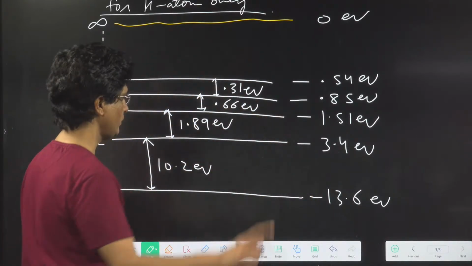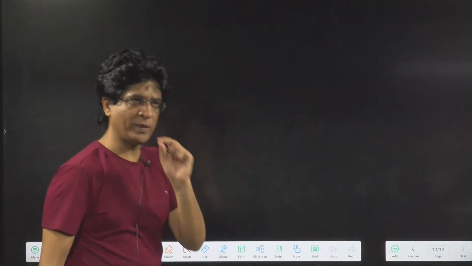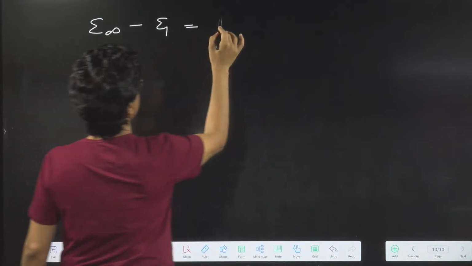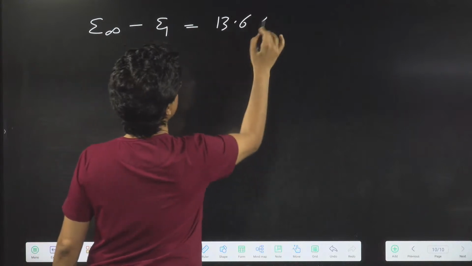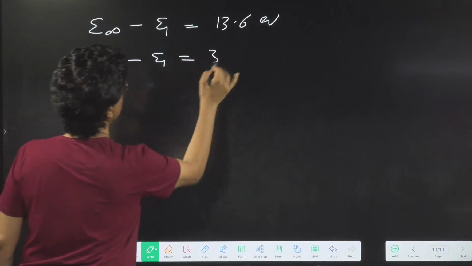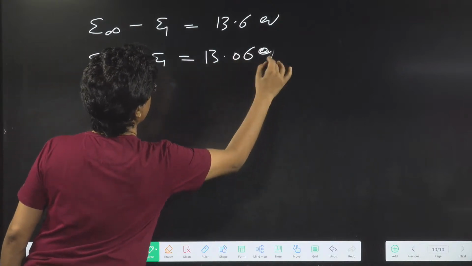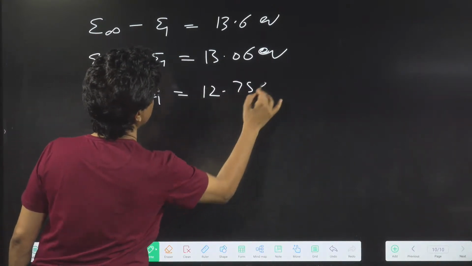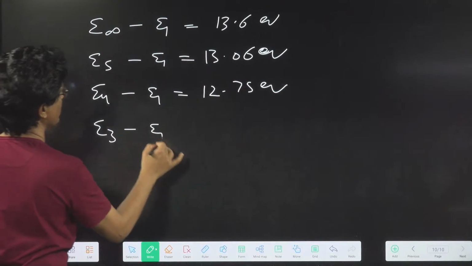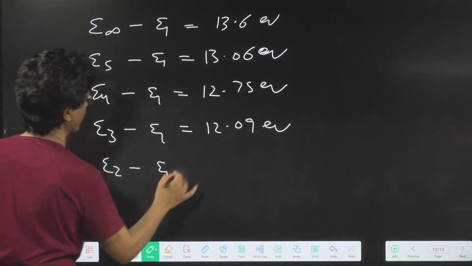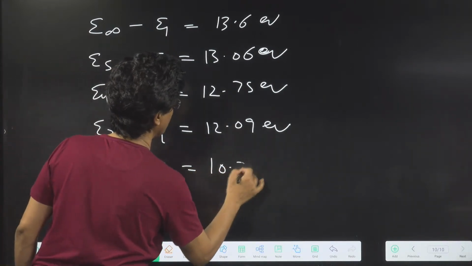Not only this, bacho, just one more additional task. E infinity minus E1 is how much? 13.6 electron volt. E5 minus E1 is 13.06 electron volt. E4 minus E1 is 12.75 electron volt. E3 minus E1 is 12.09 electron volt, and E2 minus E1 is 10.2 electron volt.